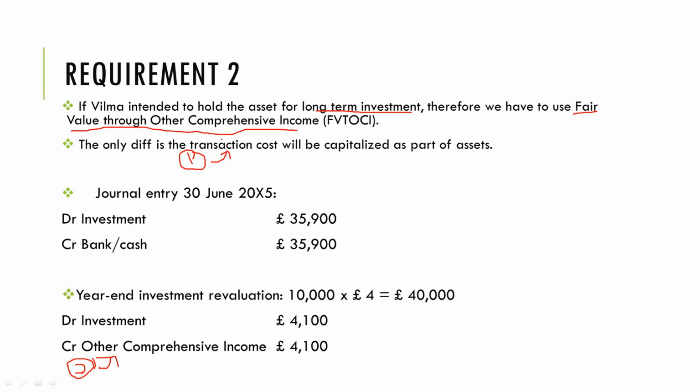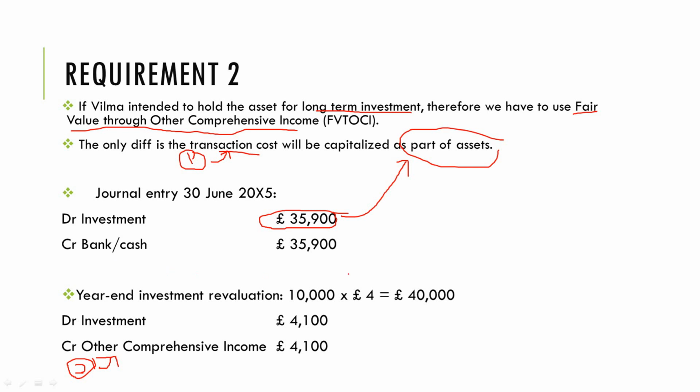So let's look at the transaction cost first. If we are buying an investment for long-term purpose, we are allowed to capitalize the transaction cost, meaning that these transaction costs will be part of our asset. So when you want to record the purchase of the investment, it is no longer 35,000, but you have to include this transaction cost because this is now part of your assets, not your expense anymore, and again credit your bank or cash.